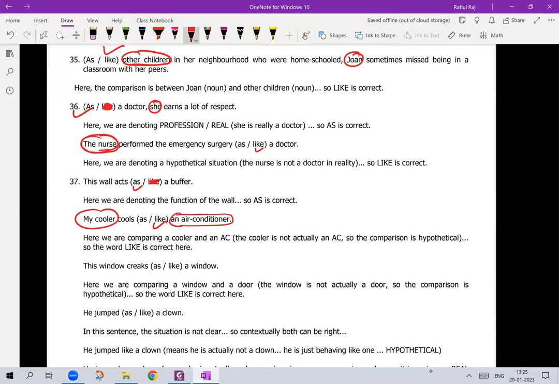I hope it's clear. Anyone not clear? Manan, no. Abhishek, Ullash.